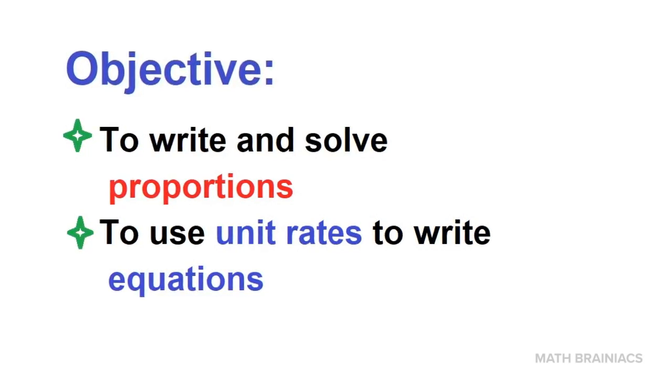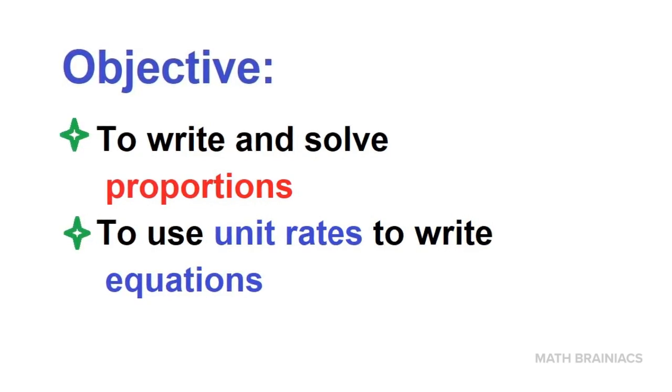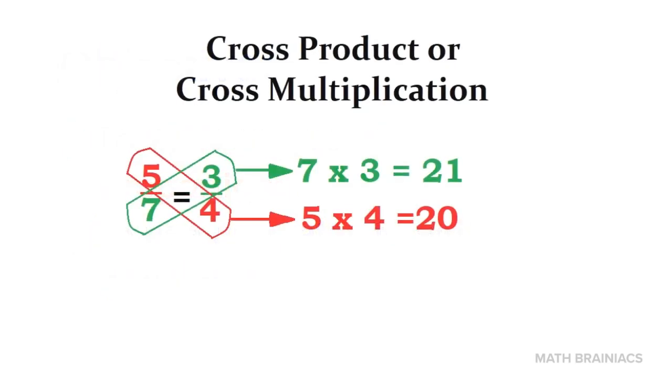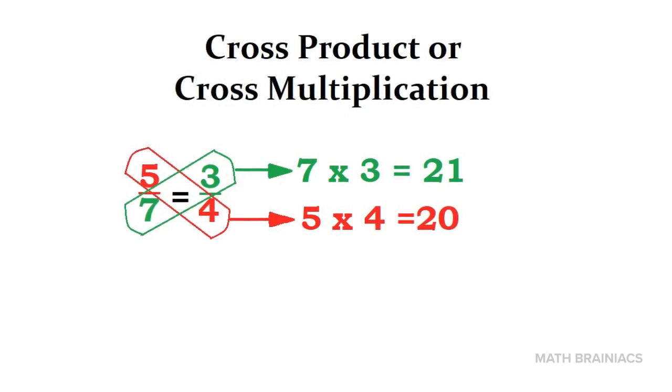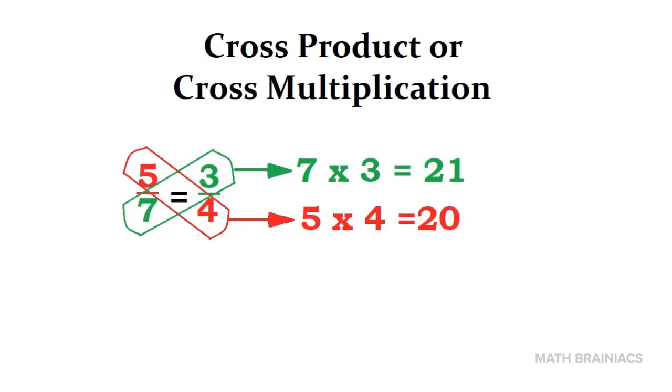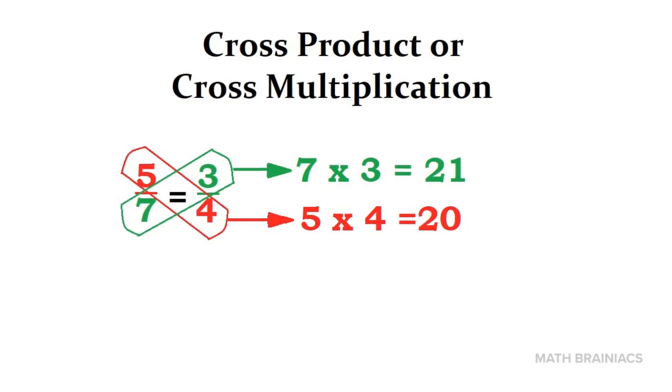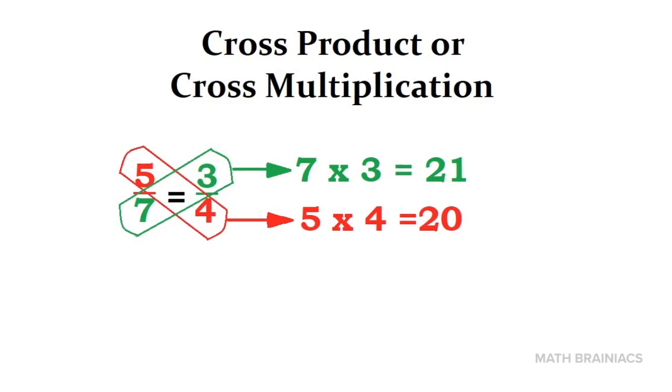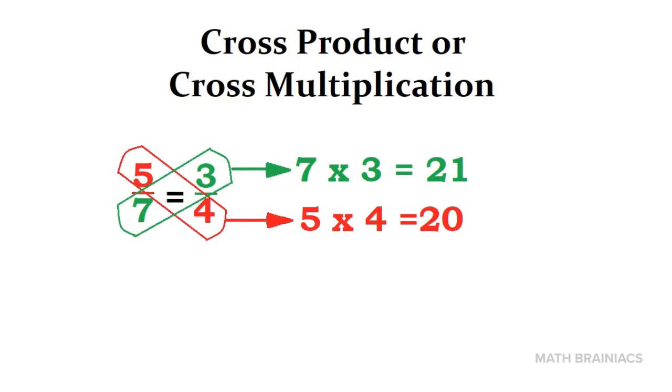Let us move now to the main objective of our lesson. We are going to write and solve proportions, and we are going to use unit rates to write equations. To write and solve proportions, we are going to use cross product or cross multiplication. Cross product or cross multiplication is multiplying the numerator of the first fraction with the denominator of the second fraction. Afterwards, the denominator of the first fraction will be multiplied to the numerator of the second fraction.